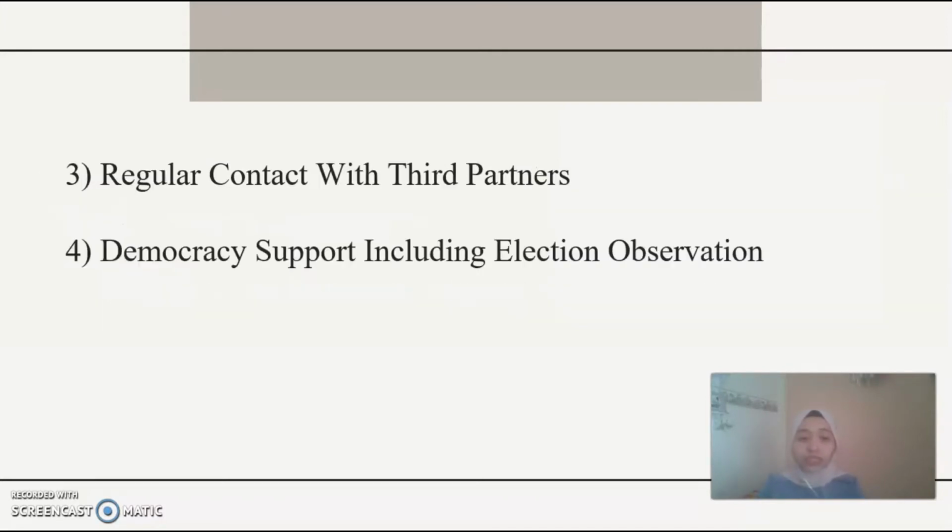So the third point is regular contact with the third partner. In pursuing open bilateral and multilateral relations with third partners, countries, and international organizations, the Parliament provides a public forum for both representatives of partner countries and organizations, prominent non-state actors, and also for leading policy makers from the Council, EEAS, Commissions, and member states as well.